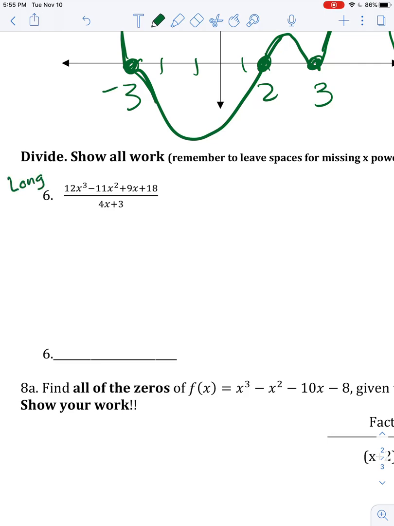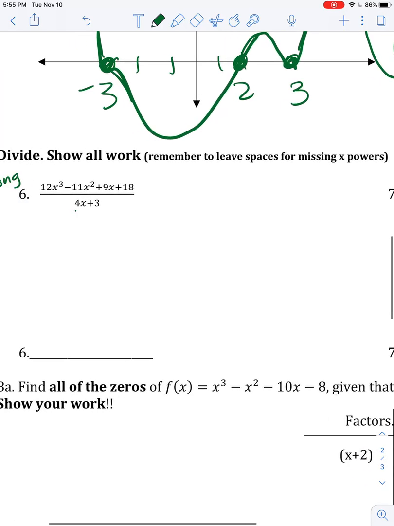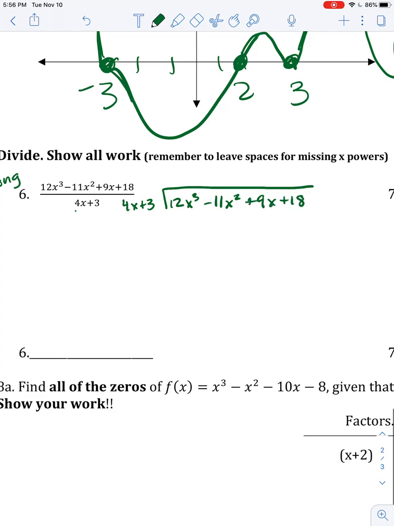Now, in this case, I have to use long division because I'm dividing by something that doesn't have just a plain x. It's got that 4 in front of it. So I'm probably going to struggle for space, but I'll do my best. So 4x plus 3 is going to get divided into this top part. And if I'm missing any powers of x, I have 3, 2, 1, none. Okay, I'm not missing any, but if I was missing some on my test, I'd have to leave zeros in that spot. So for example, if there wasn't an x squared term, I'd put a 0 right here.